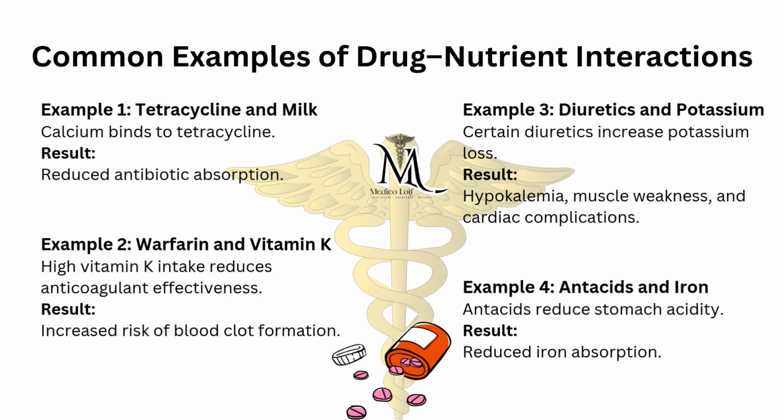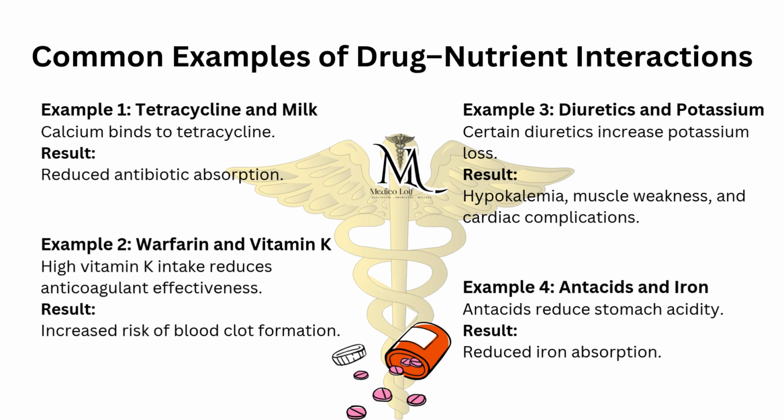Common examples of drug-nutrient interactions. Example 1. Tetracycline in milk. Calcium binds to tetracycline. Result: reduced antibiotic absorption. Example 2. Warfarin and vitamin K. High vitamin K intake reduces anticoagulant effectiveness. Result: increased risk of blood clot formation.